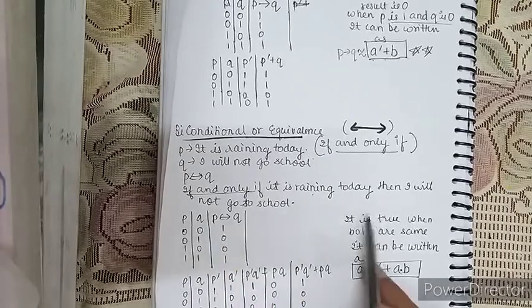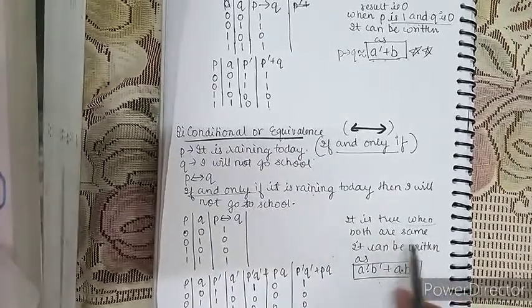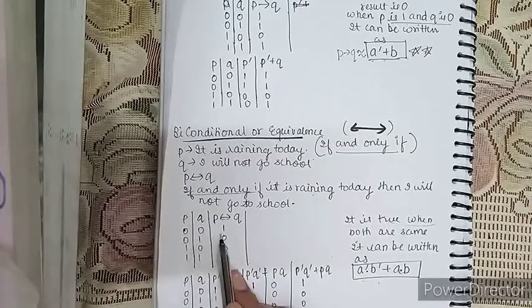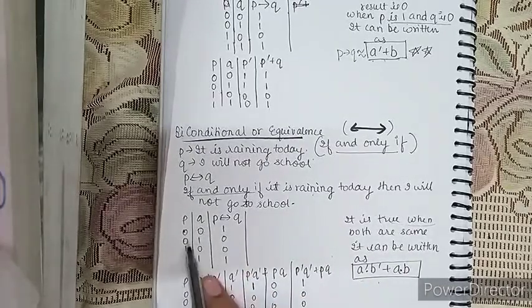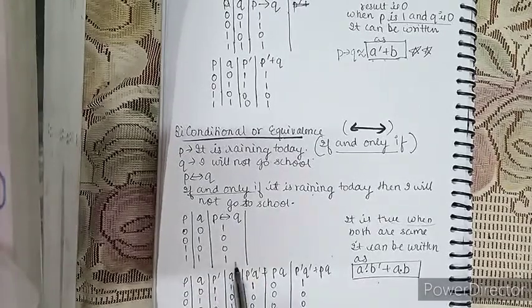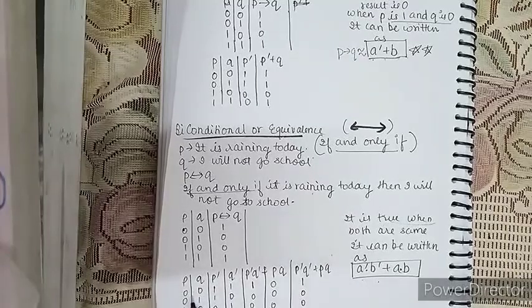First we can see that it is true when both are the same, like when both are 0 or both are 1, then it will give 1. If both are 0, so 1. Both are 1, so 1. Here we can see 1 0 and 1 1, so it is giving 0 for the mismatch, and 1 for both 0 and both 1.